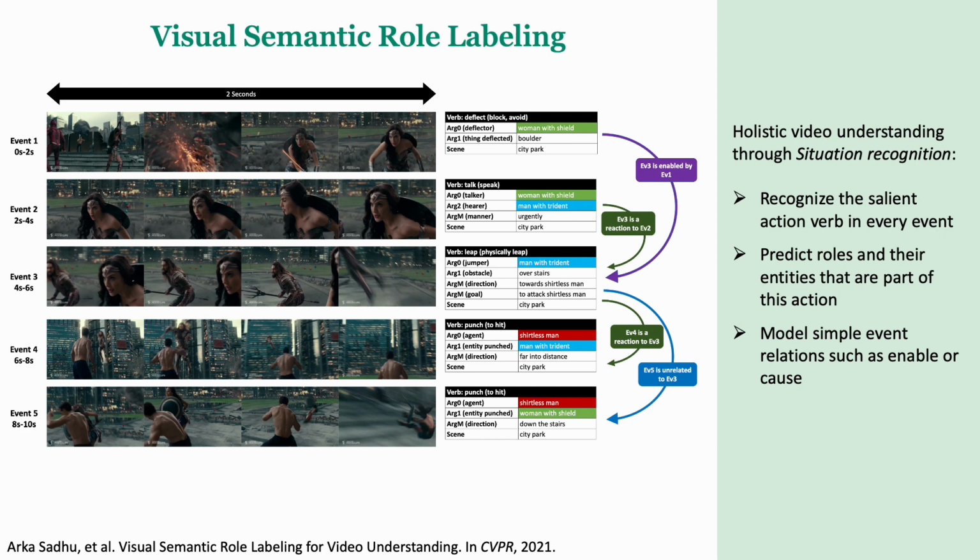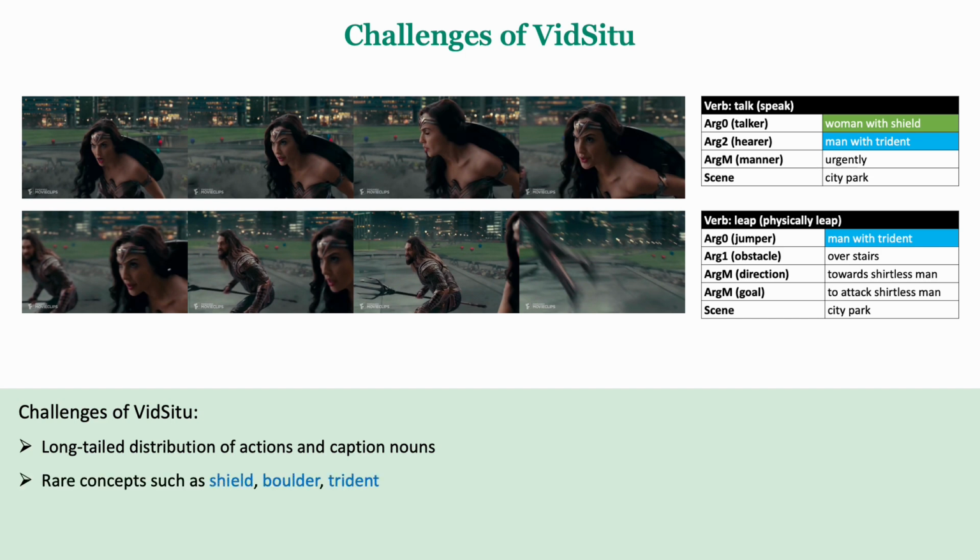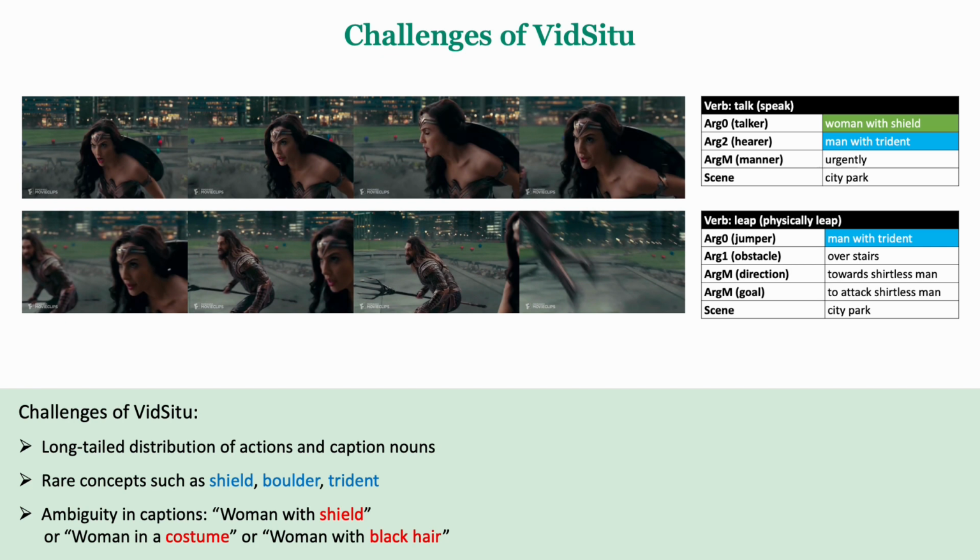While the task is an important step towards holistic video understanding, it has its own challenges. The roles are annotated using free-form text captions, which makes them challenging to model for several reasons. First, the word distribution is extremely long-tailed. Second, the scenes are complex with the presence of rare concepts such as shield, boulder, and trident that are difficult to capture. And third, captions are ambiguous, which means an entity can be represented with different words.